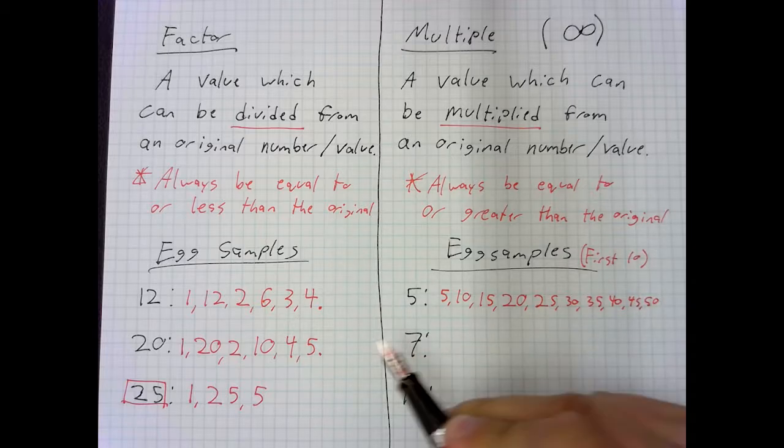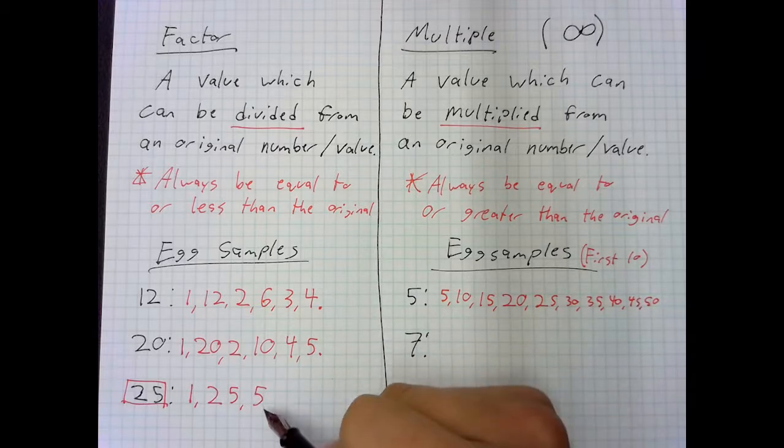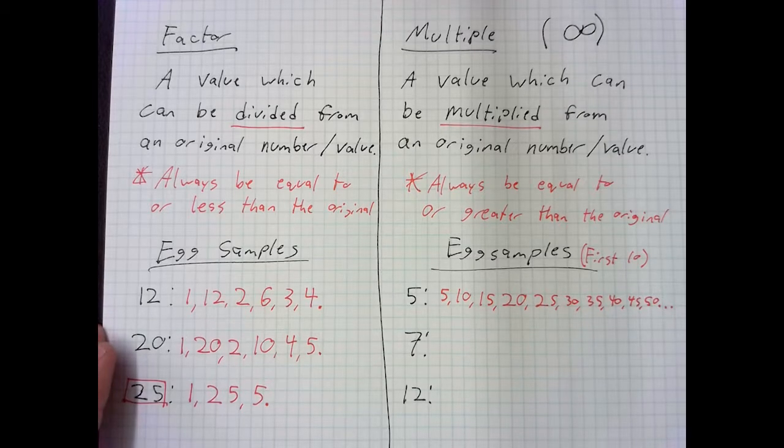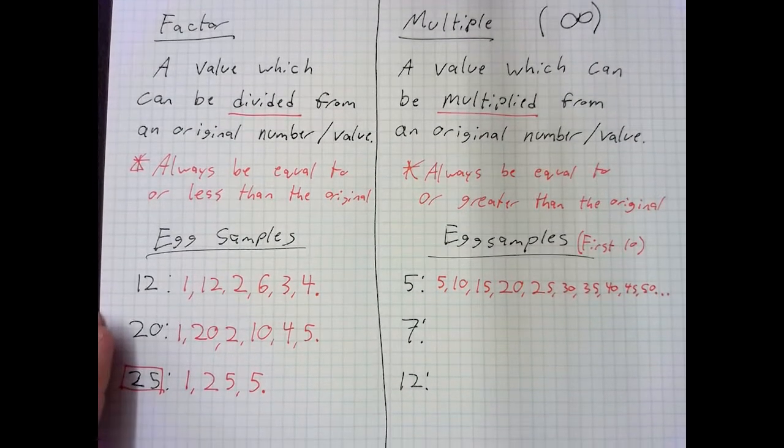And unlike our factors, in which we put a period at the end, because factors do not continue, multiples will technically go on forever. So instead of putting just a period, I'm going to put an ellipsis to indicate that it doesn't just stop at 50, it's going to keep going, we just don't have the time or resources to continue listing them.